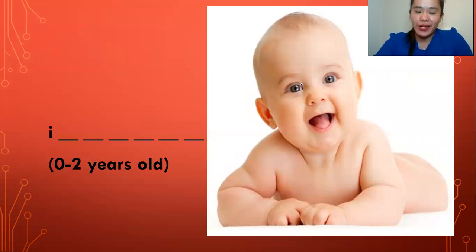So this picture is between 0 to 2 years old. This stage has 1, 2, 3, 4, 5, 6, 7 letters and starts with letter I. So what's this? Infancy. Good job. So can you spell infancy? So I, what's the next letter? N, and then letter F, A, N, C, Y. So that is infancy. Very good. Next.